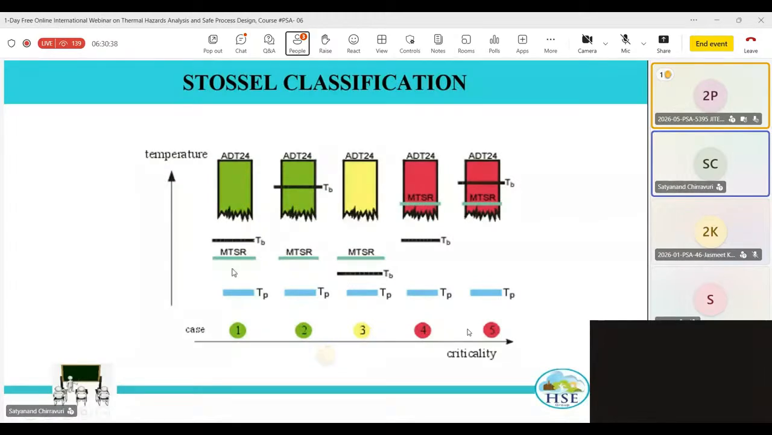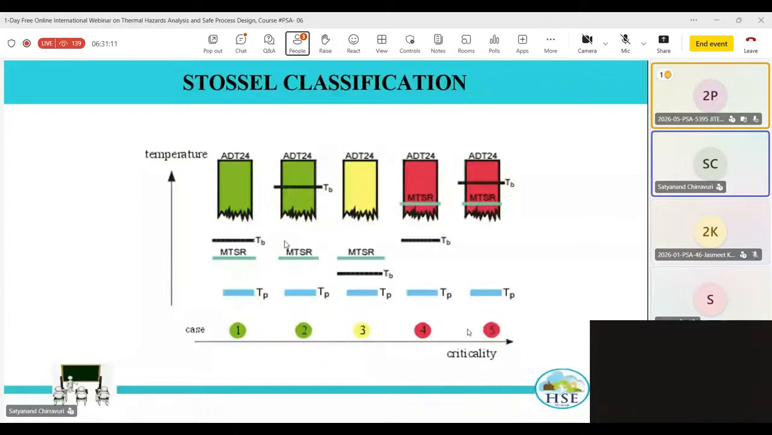So this is the increasing order of criticality. As you go in the x direction, x-axis, you will see the more critical situations in the far right and less critical situations in the far left. So this is a very famous classification. You better use this classification also for yourself, because you will know how safe you are or how unsafe you are.